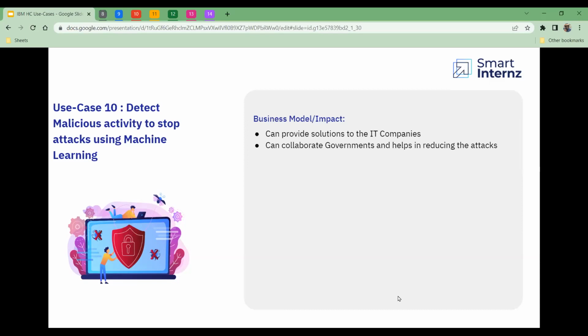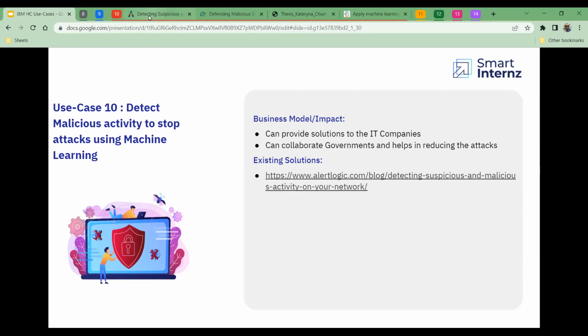Okay, and to help them tackle these attacks, that's also how we can generate more revenue. So for the problem statement that we have discussed, there will be somebody who has already worked on it. This is one good company called alertlogic.com. So let's look into them.